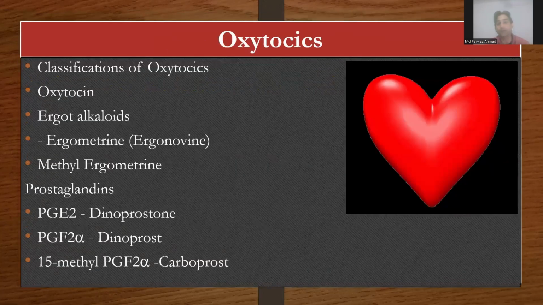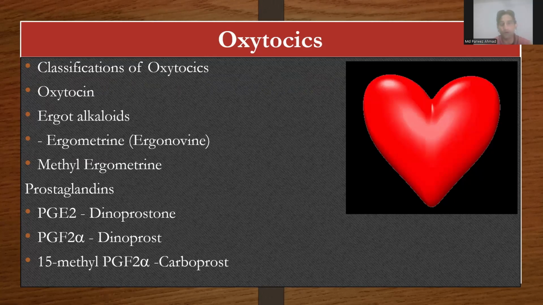Now the classification of uterine stimulants. First one is the oxytocin. We know that oxytocin is secreted from the posterior part of the pituitary gland. Second drug is the ergot derivatives or ergot alkaloids, ergometrin. Ergometrin is also called ergonovin. And second one in this category is methyl ergometrin. Methyl ergometrin is more potent than ergometrin and also has a longer duration of action compared to ergometrin.